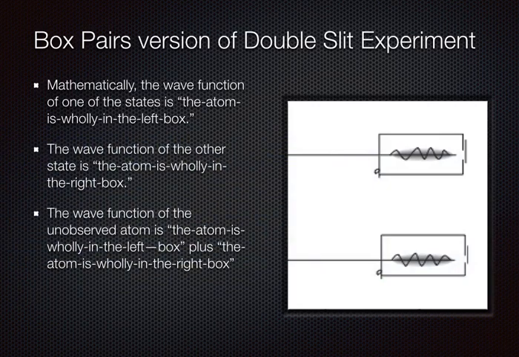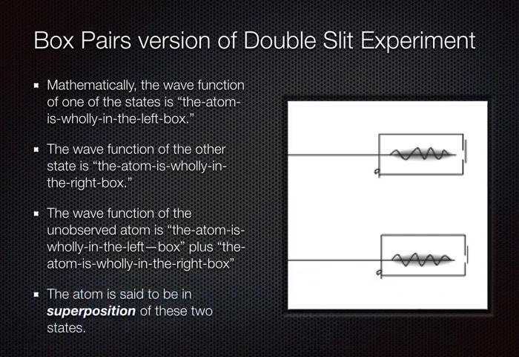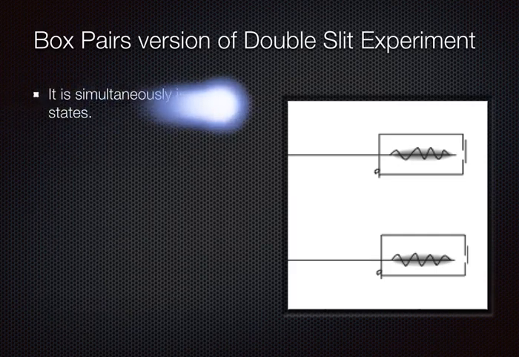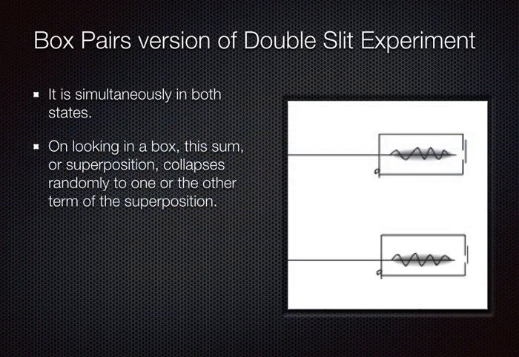So the unobserved atom is mathematically written as: the atom is wholly in the left box plus the atom is wholly in the right box. So the atom is said to be in superposition of these two states. It was mentioned in the video, and that's what you hear about all the time. I always say quantum supposition when I say it fast, but it's quantum superposition. So it's not just that you have a position, you've got a superposition, because you're in two places at once. That's pretty super. It is simultaneously in both boxes, or in both states.